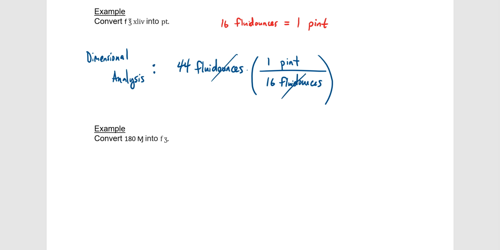And this one we have to be a little bit careful because we have to divide. It's 44 times 1 divided by 16. 44 divided by 16 is going to give us 2.75, and that's 2.75 pints. Okay, so this way, in my opinion, is just a little bit quicker. And when we have to convert from something to something where we have to use 2 conversions, I think this way is a little bit easier. Just make sure you know how to do it both ways.